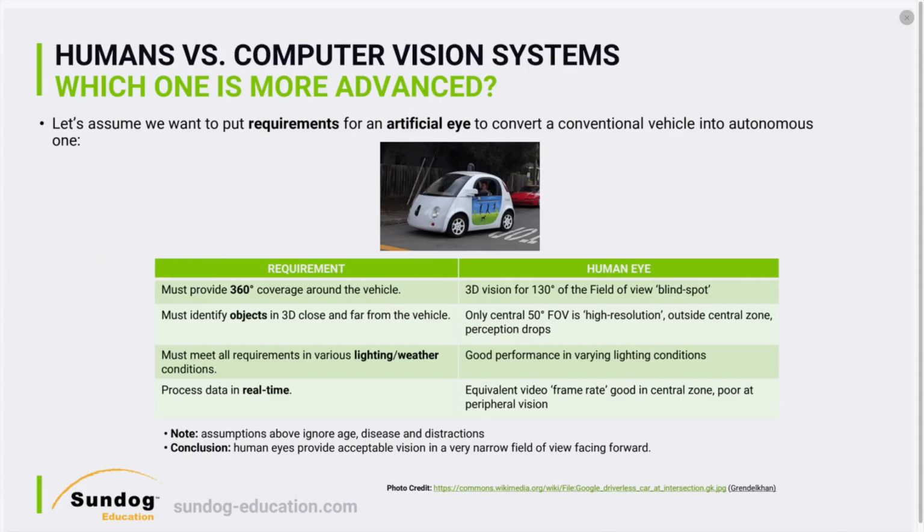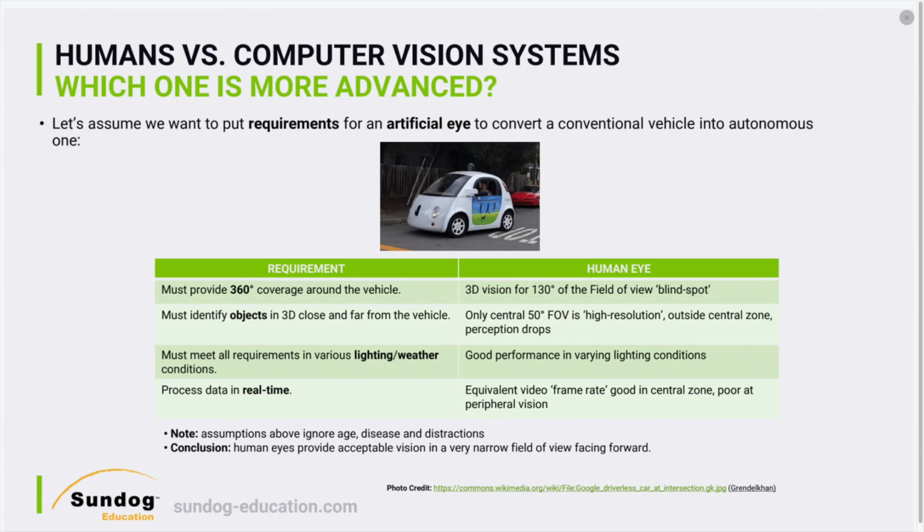So our requirements: if we are going to take a conventional vehicle and turn it into an autonomous one, we want that artificial eye that we're going to put in place to provide 360 degrees coverage around the vehicle. We don't want the car to just have a vision system or an angle that looks only in front of us. Why not scan the entire range and make sure that we can make proper decisions based on the objects next to us on the right, next to us on the left, behind us and so on?